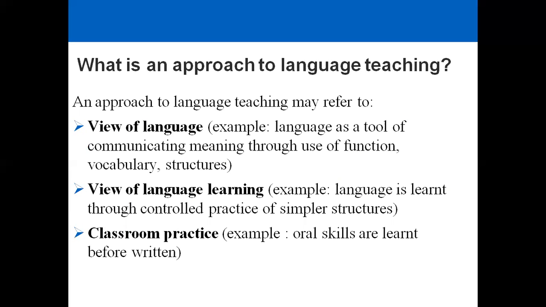Яғни бұларға не жатады? Ең бірінші тілге деген көзқарас. Here my example is language as a tool of communicating meaning through use of function, vocabulary and structures. So тіл функциялар кіреді бұл жерде. Then лексиканы құрылымдарды қолдану арқылы мағынаны беру құралы ретінде қолданылады.